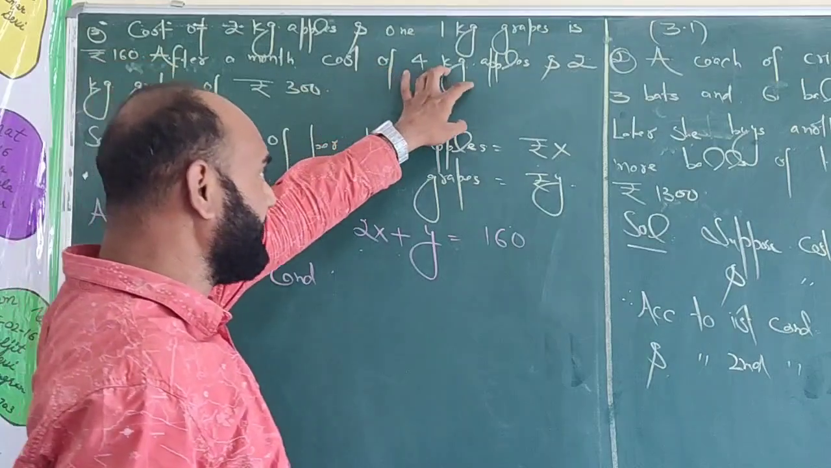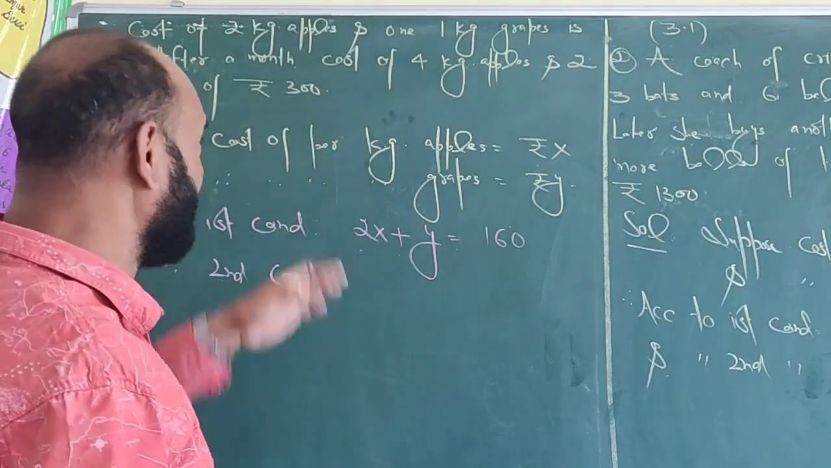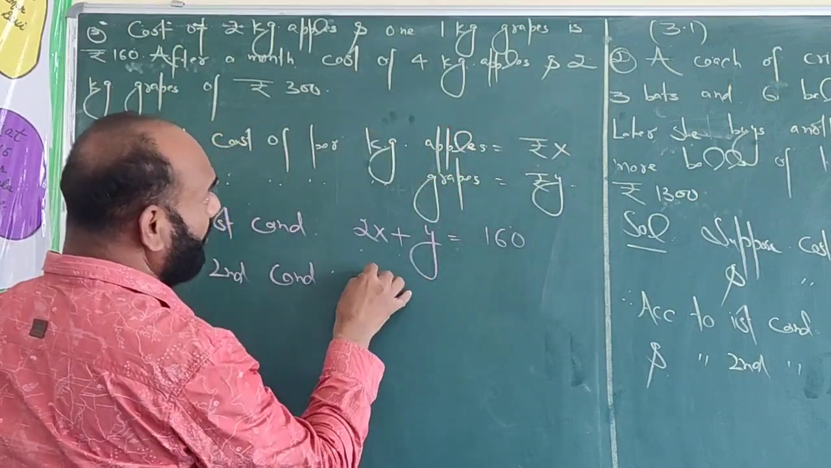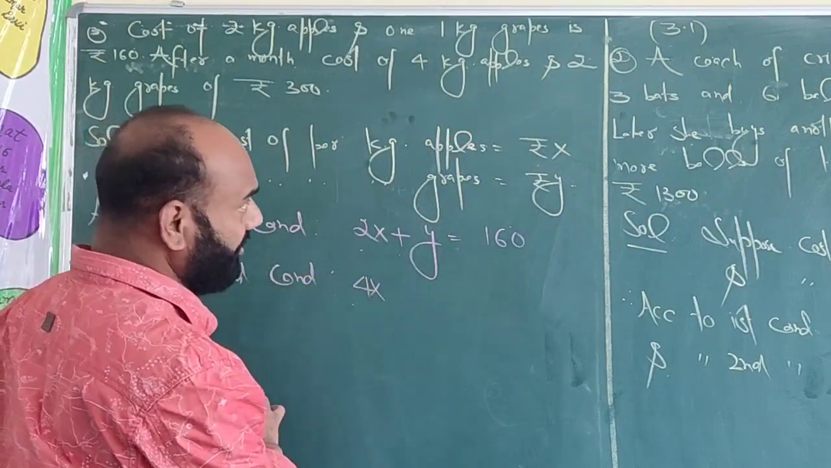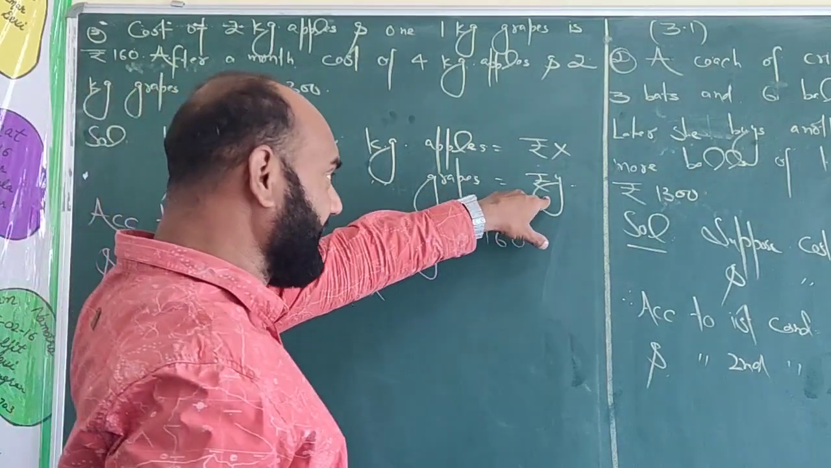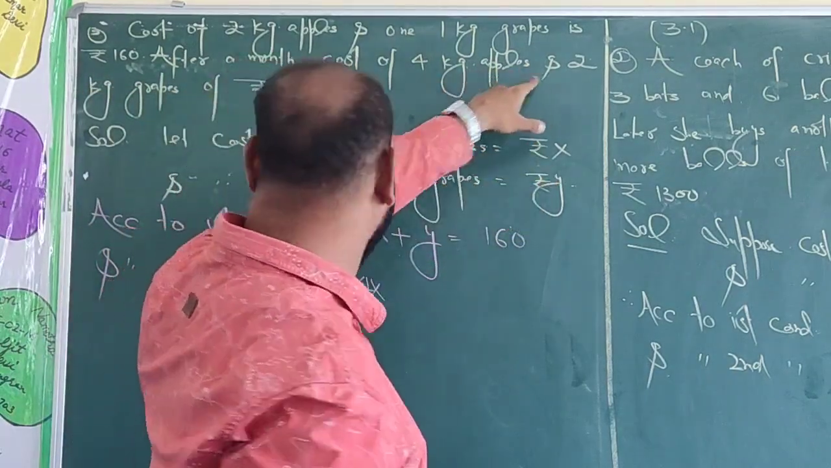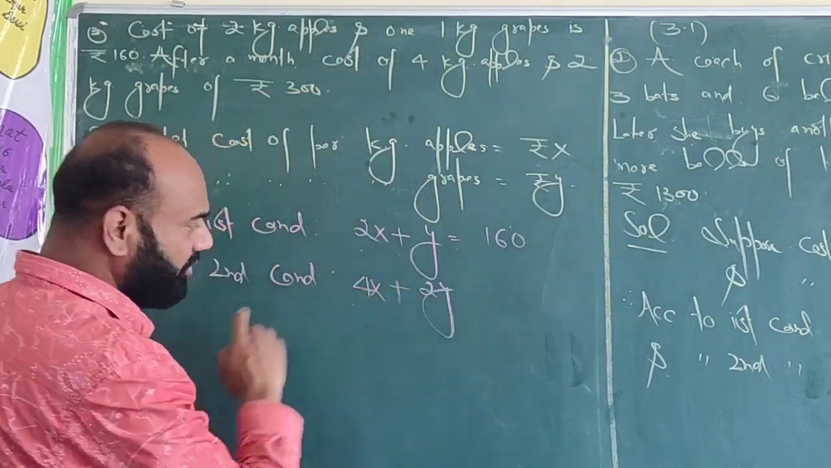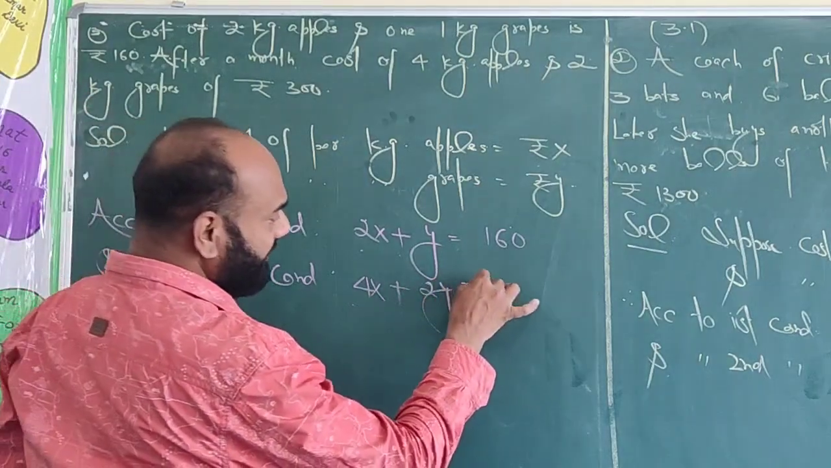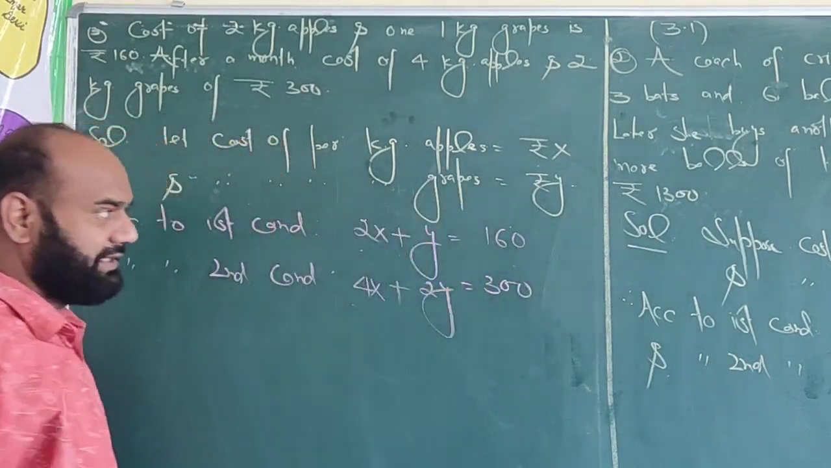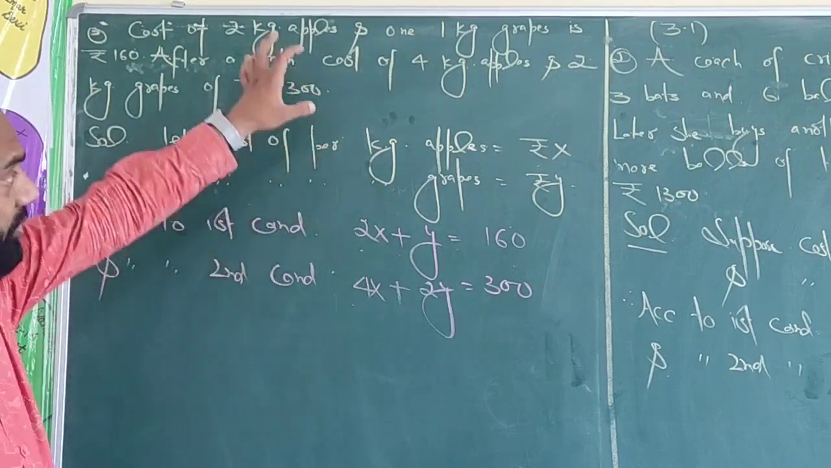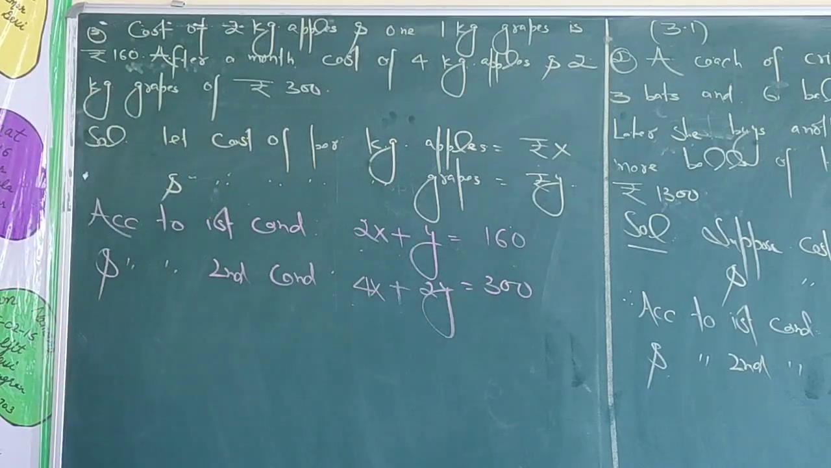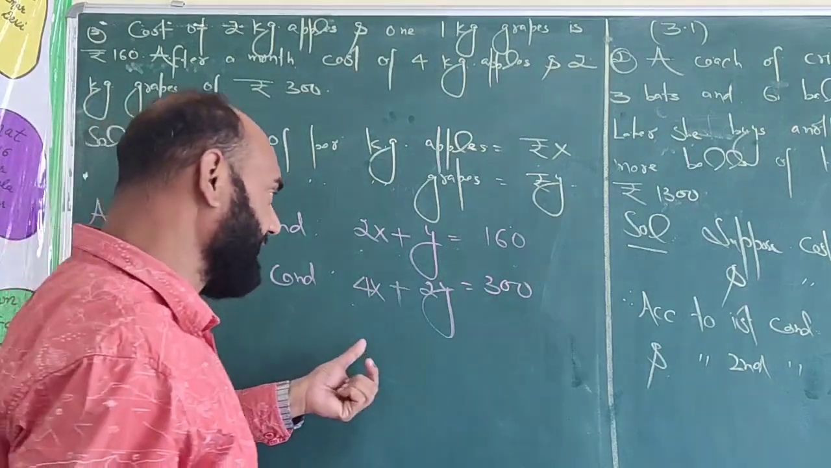the cost of 4 kg apples and 2 kg grapes is rupees 300. When the cost of 1 kg apple is rupees x, the cost of 4 kg apples is rupees 4x, and when the cost of 1 kg grape is rupees y, the cost of 2 kg grapes is rupees 2y. The combined cost is 4x plus 2y, which is equal to rupees 300. These two equations represent the situation algebraically, and it can be solved by the graphical method.